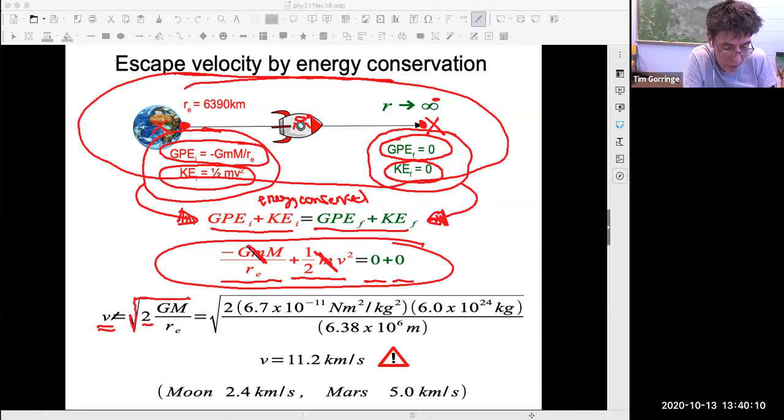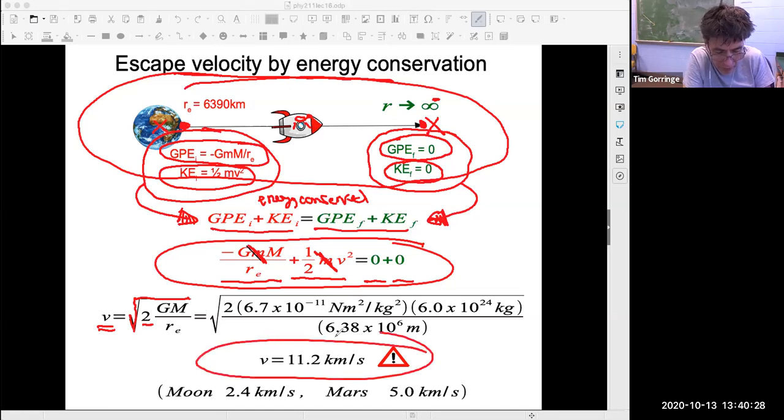And you get an equation for the escape velocity in terms of the mass of the Earth, the radius of the Earth, and the gravitational constant. And I just substituted in the gravitational constant, the mass of the Earth, and the radius of the Earth. And I did this little calculation here, and here's the result. So this is the sort of famous escape velocity from Earth.